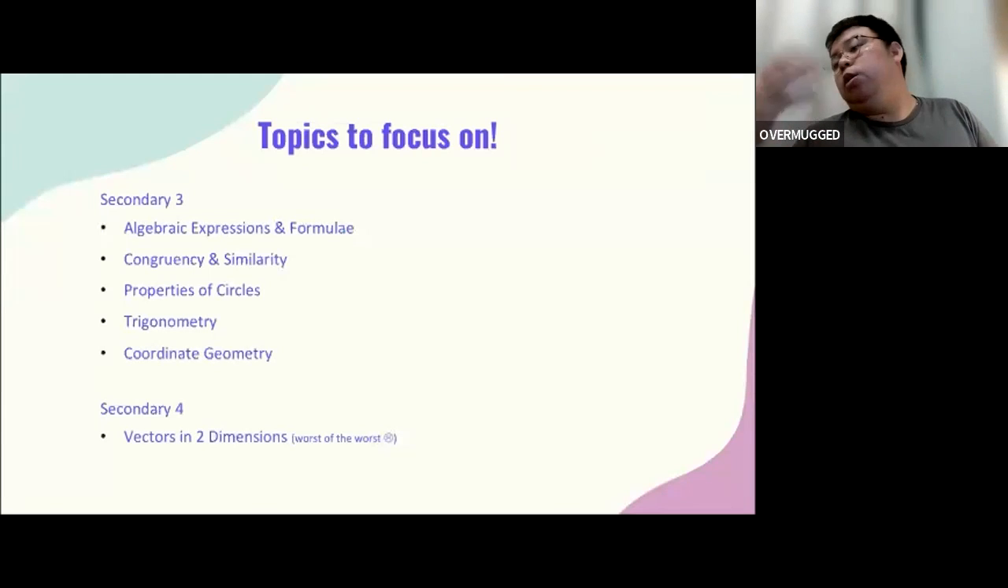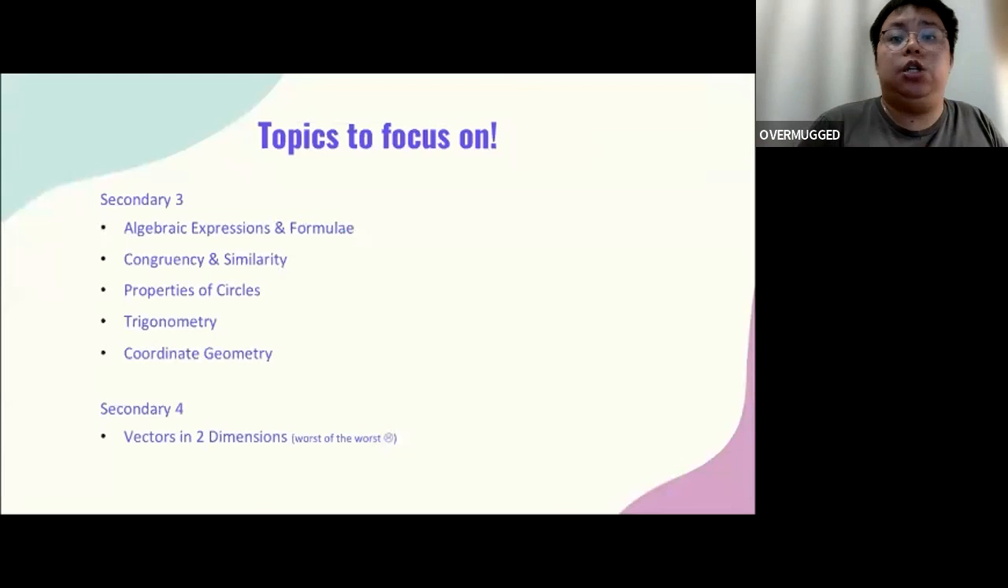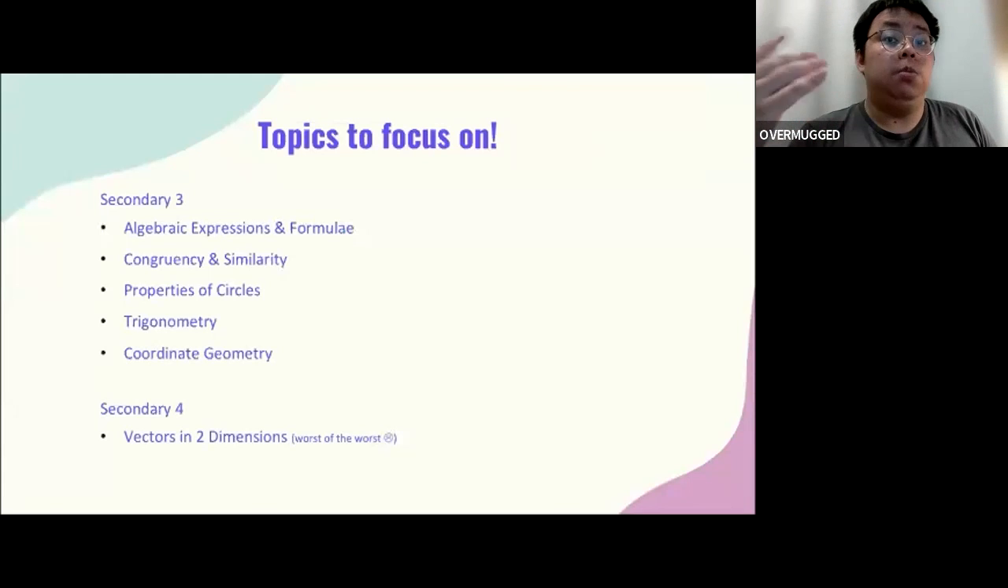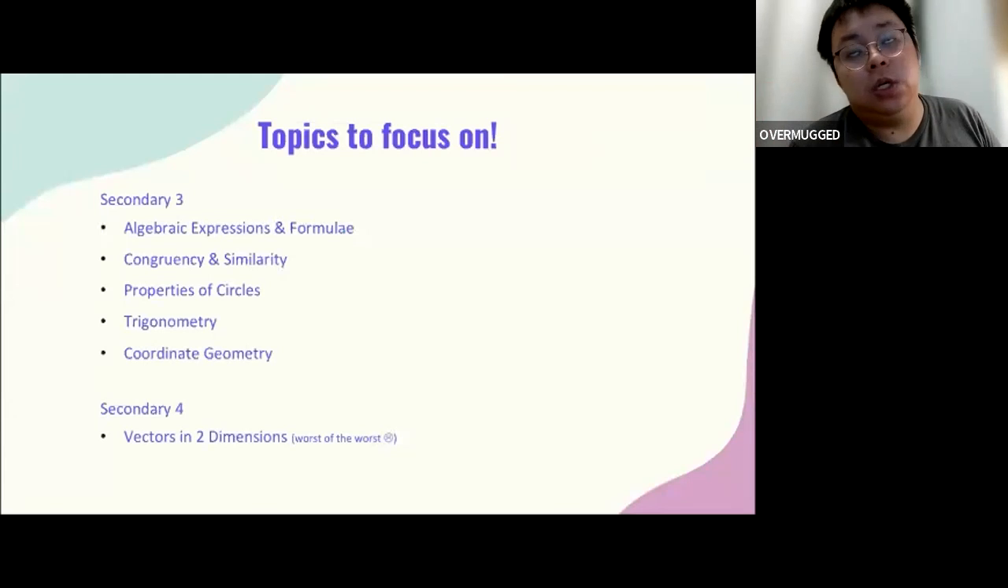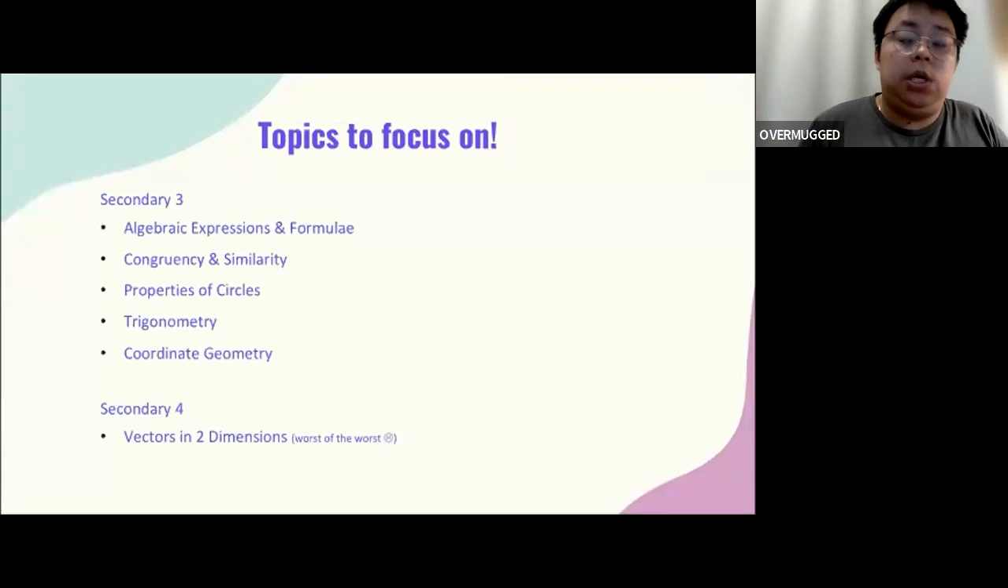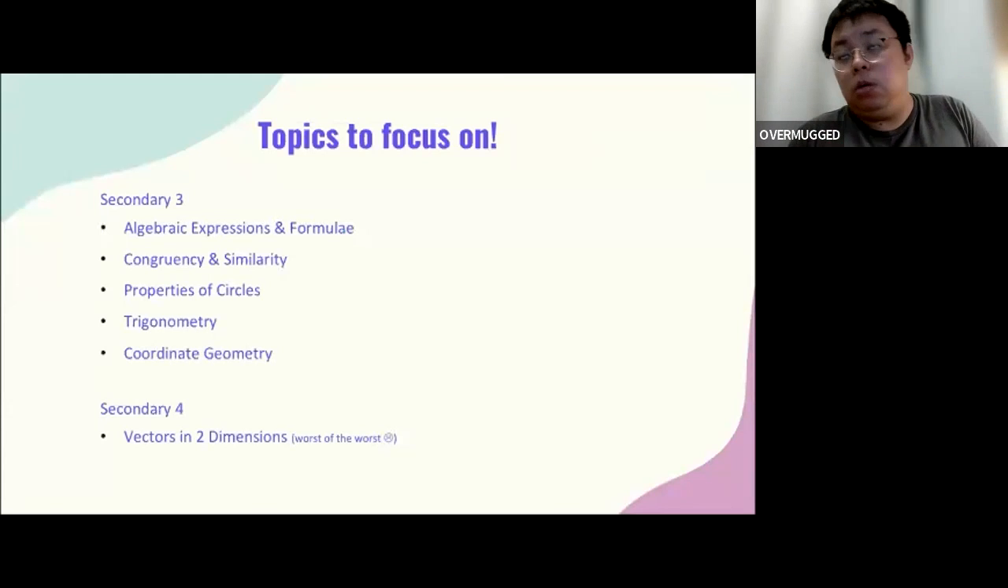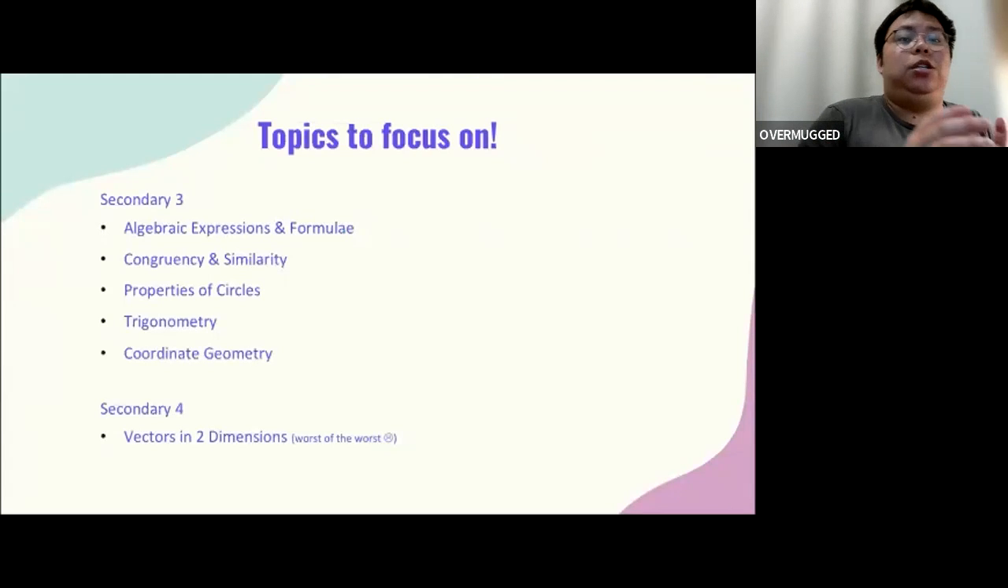And for the very last one, if you're a Sec 4 student, you have already touched this topic called vectors in 2 dimensions. You already know the difficulty of this topic. For my Sec 3s, this is the very last topic that you will be touching before you head towards your mid-years, prelims and O's, which is vectors. Now, this topic on vectors is not the easiest thing in the world, but it is doable. Unfortunately, I will not be able to do it today. So if you're interested in learning vectors, you can look for me separately.